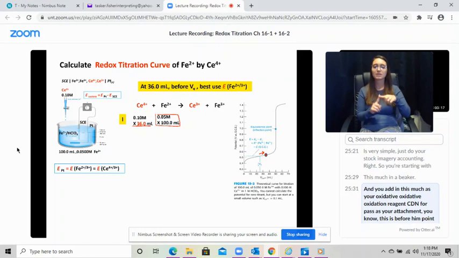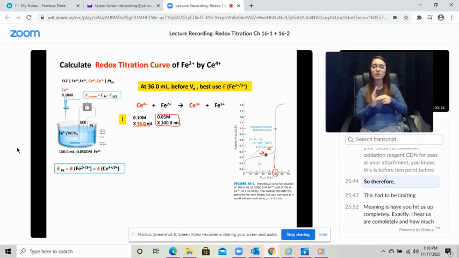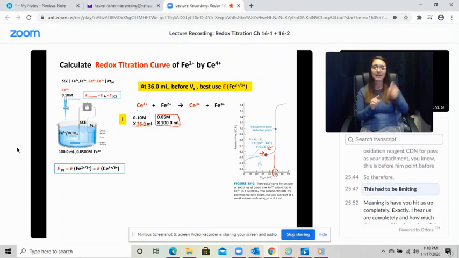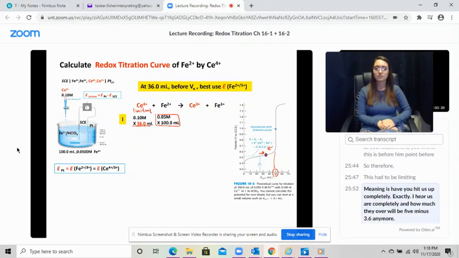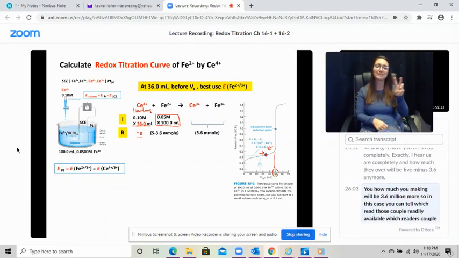You know this is before the endpoint, before endpoint 50. So therefore, this has to be limiting, meaning you will use up completely, exactly right here, and how much leftover will be 5 minus 3.6 millimole, and how much you're making will be 3.6 millimole.